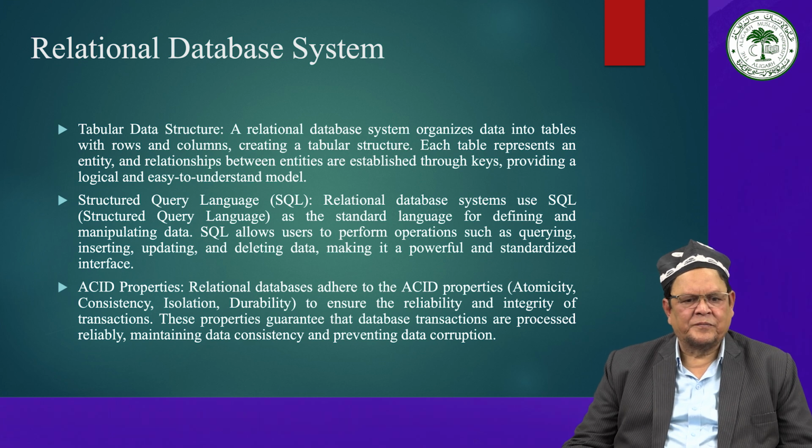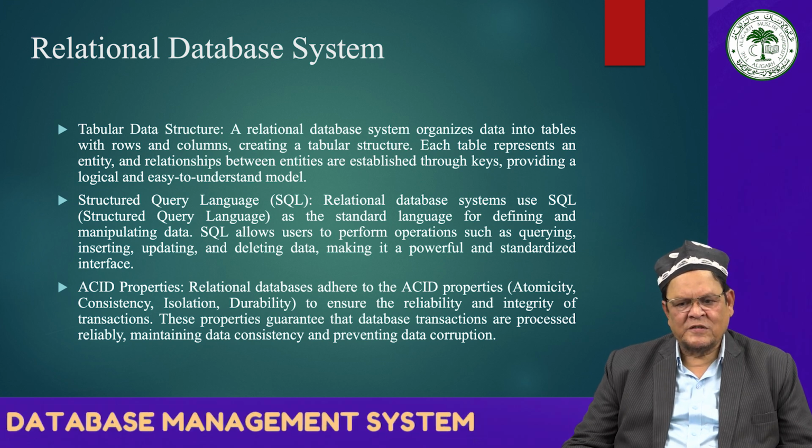ACID properties. Relational databases adhere to the ACID properties: atomicity, consistency, isolation, durability, to ensure the reliability and integrity of transactions. These properties guarantee that database transactions are processed reliably, maintaining data consistency and preventing data corruption.